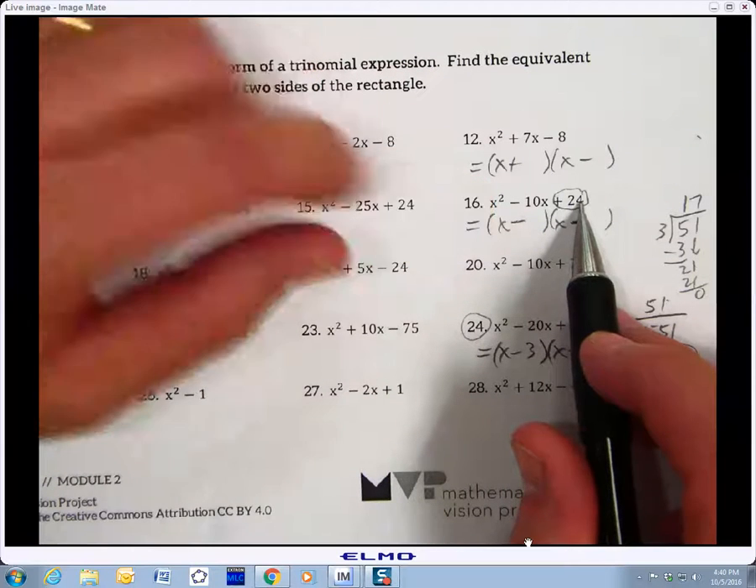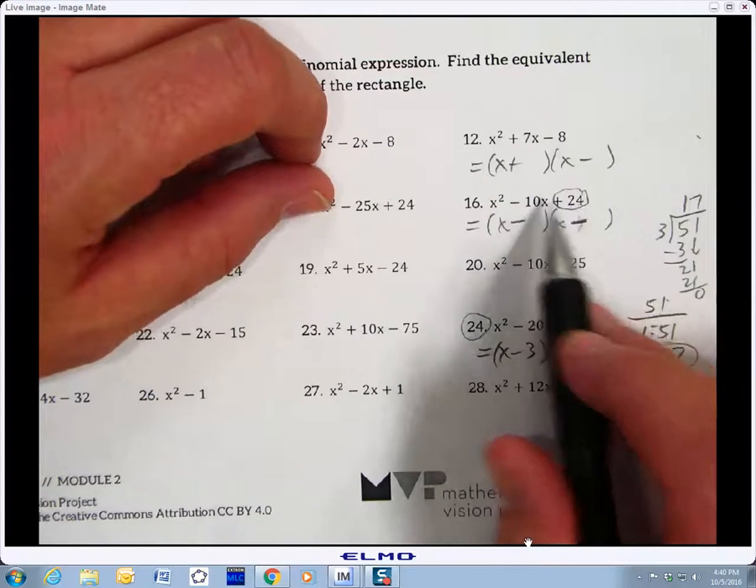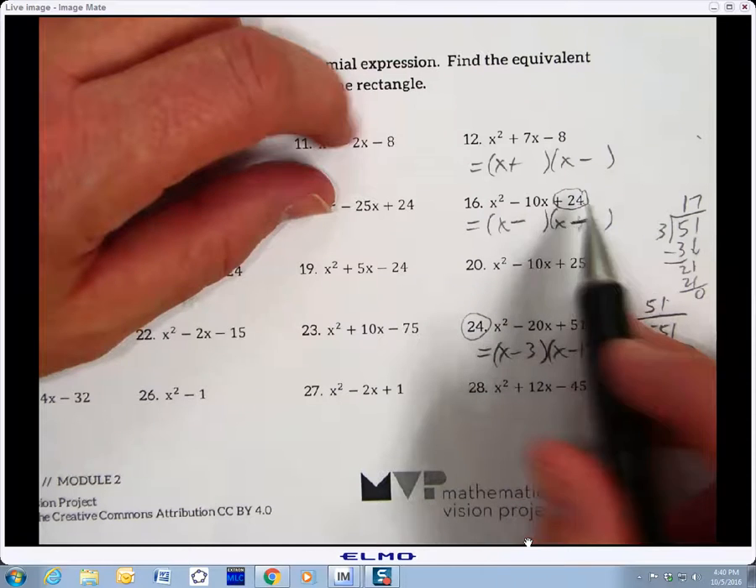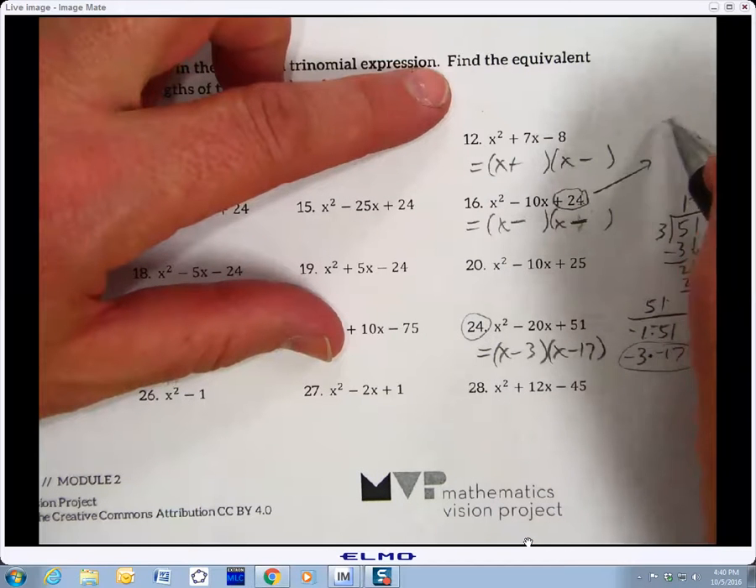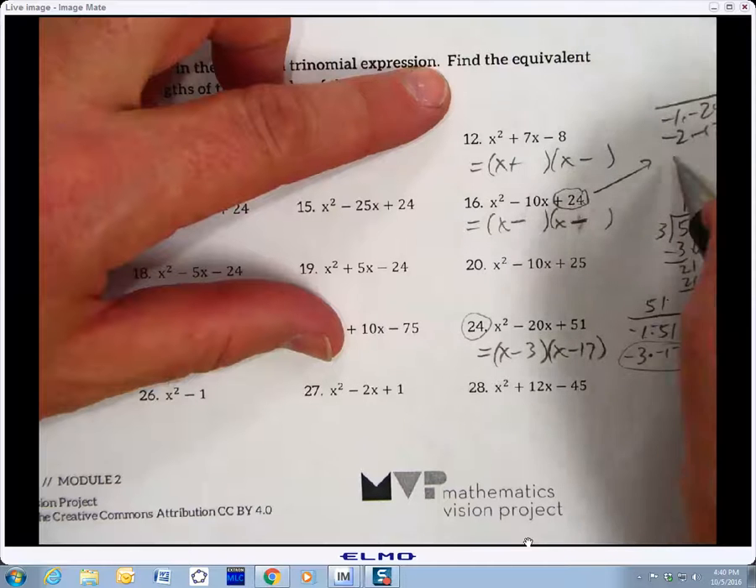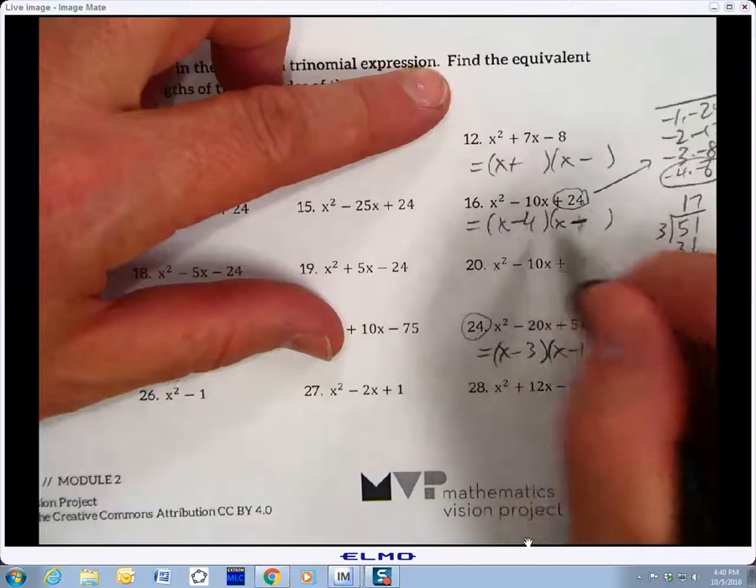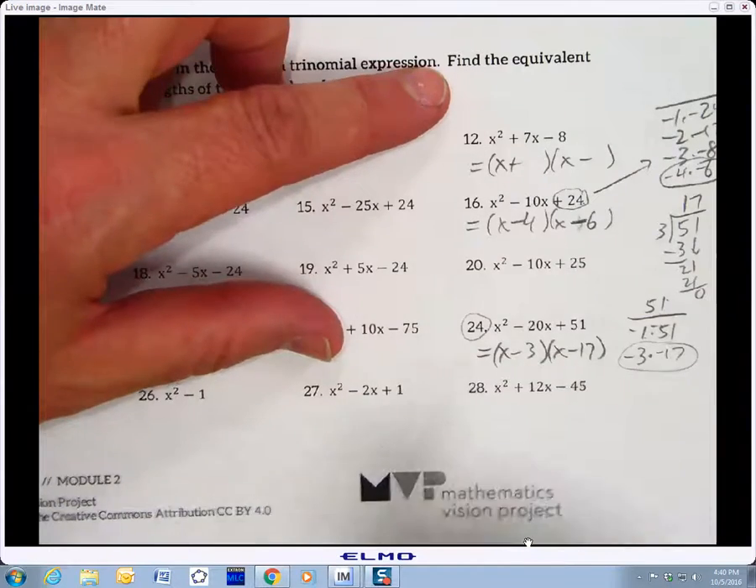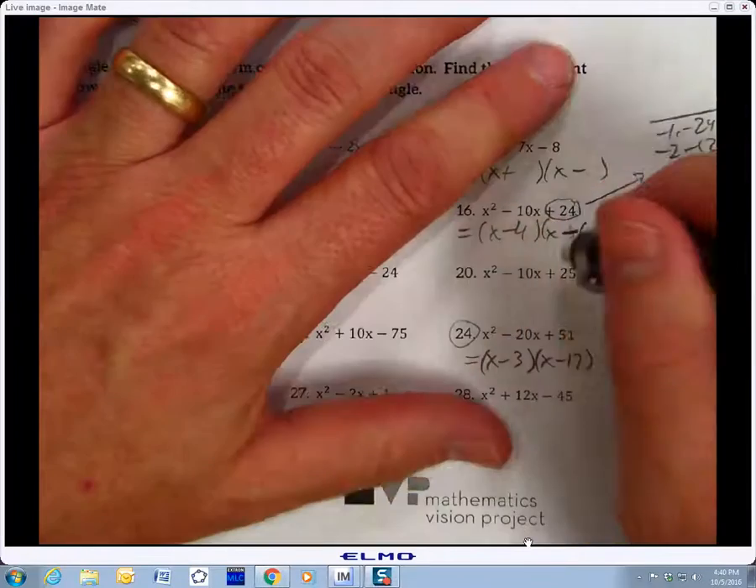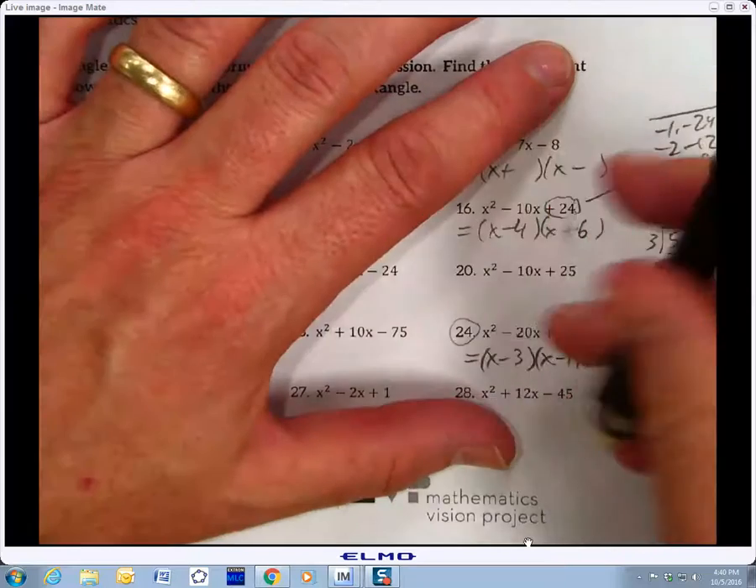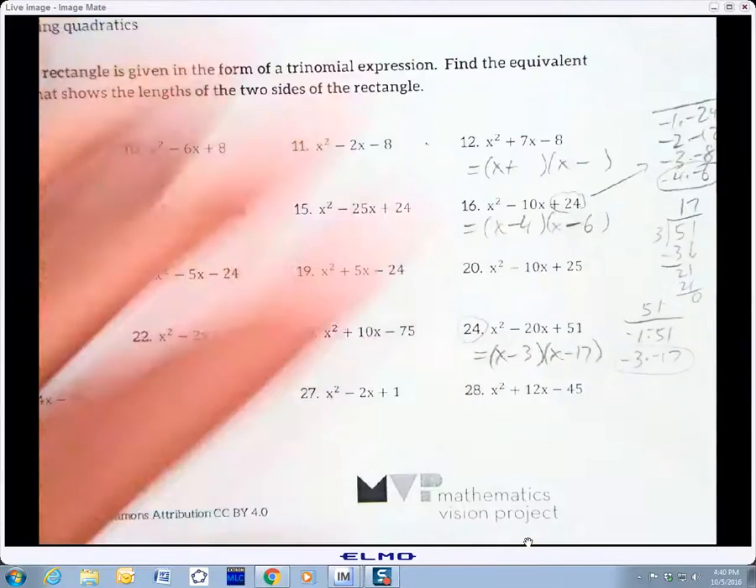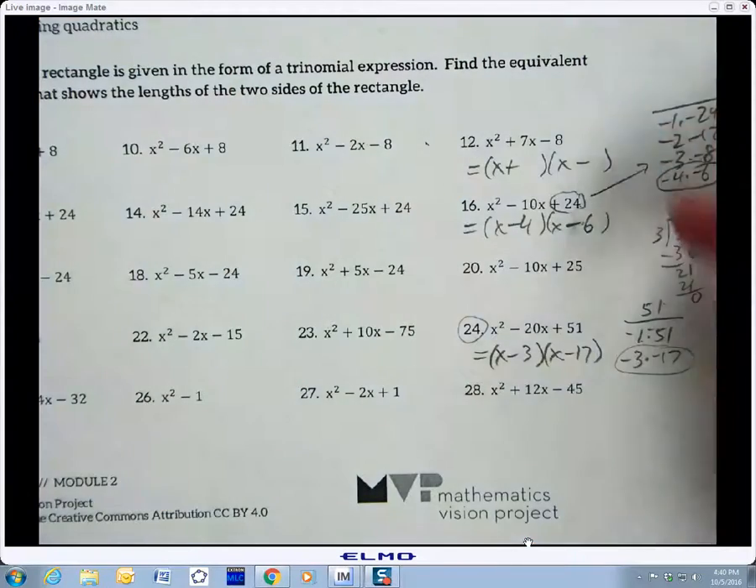Let's see, 1 times 24, no. 2 times 12, no. Let's see, I'm thinking negative 1 times negative 24, negative 2 times negative 12, no. Negative 3 times negative 8, no. Negative 4 times negative 6, yes. And we are done with number 16. Again, that kind of looks like a plus 6. That's bothering me. Everybody notice that's a minus 6. Okay, so that's how you do that set.